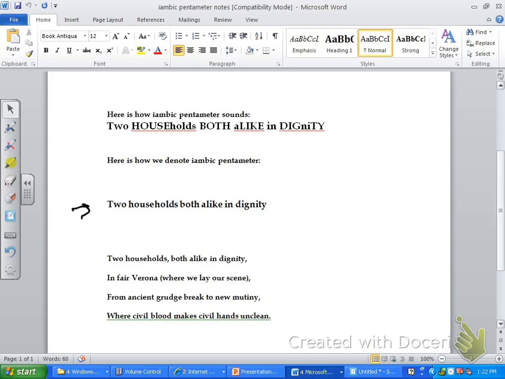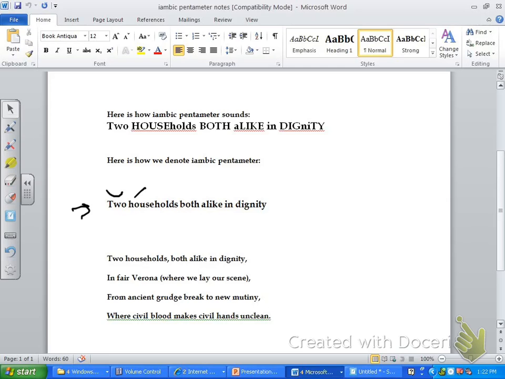What is my first unstressed syllable in that line, Matt Miller? "Two." So I'm going to draw what looks like a little U, that's I guess the best way I can describe it, to show that that is an unstressed syllable. Okay? So you draw a little mini U above "two." What is my first stressed syllable in this line? "Two households both alike in dignity." Mike? "House."